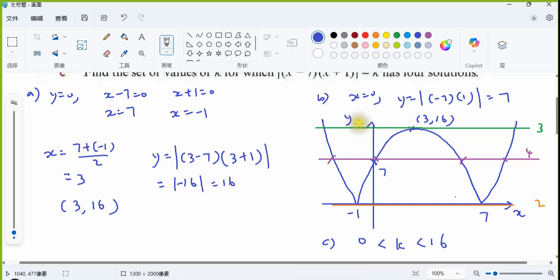Okay, so for k greater than 16, we also have two solutions over here. This one, we have two solutions as well.